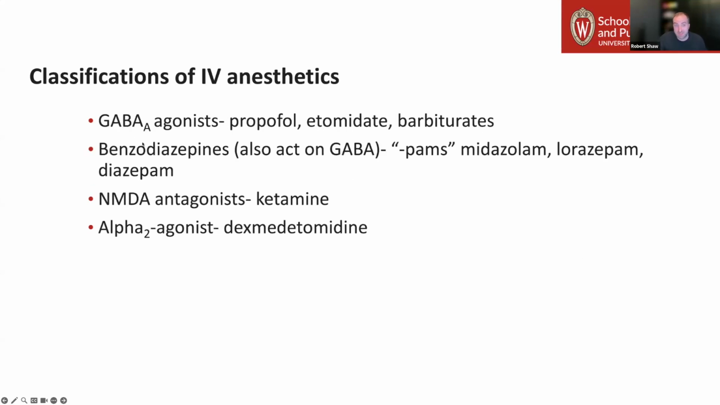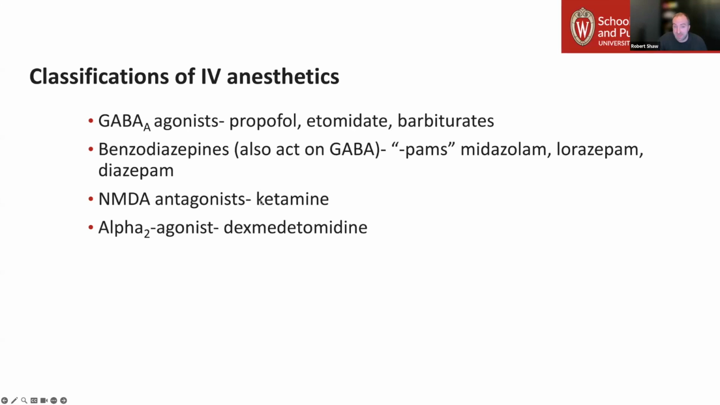So the different classes of IV anesthetics. The majority of the IV anesthetics act on GABA A and they're agonists of GABA A. Propofol, etomidate, and barbiturates are in that class. Benzodiazepines, which we're not really going to touch on very much today because they're more utilized as a pre-medication to an anesthetic, also act on GABA, just a different receptor. I remember these by most of them ending in PAM, minus midazolam, which is the most common that we utilize. But we have lorazepam, diazepam, and many other outpatient benzodiazepines that a patient could be taking.